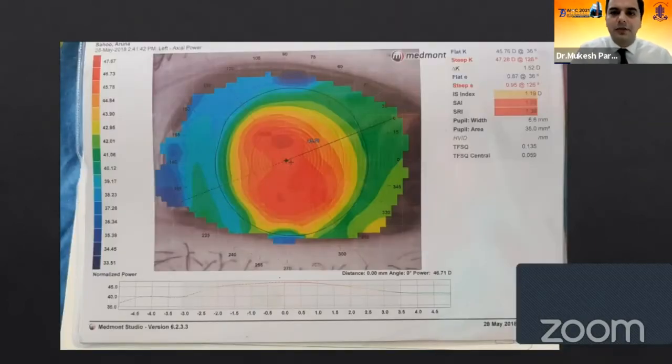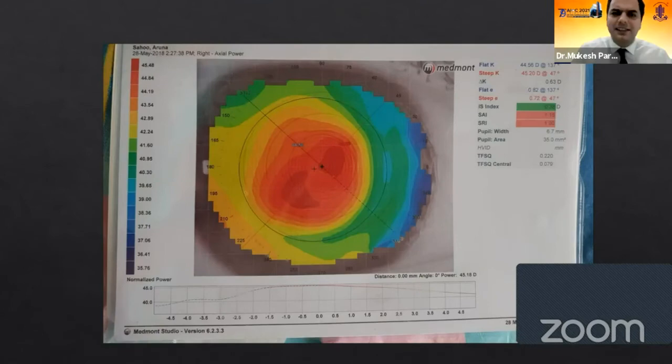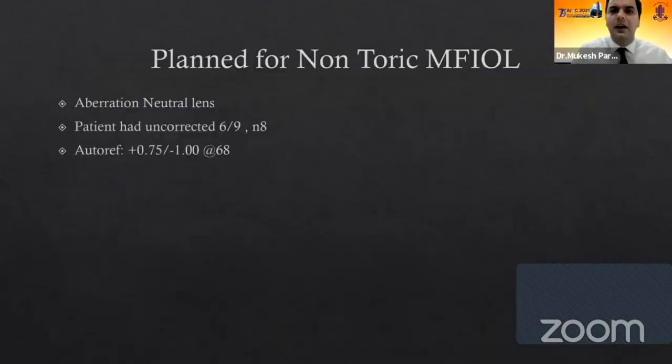This was the topography of the patient. This was a post hyperopic LASIK, and the topography was well centered and smooth. So we went ahead with a non-toric multifocal IOL. As I discussed earlier, these are patients who would perhaps go for a spherical or aberration-neutral lens. So we planned for an aberration-neutral lens.